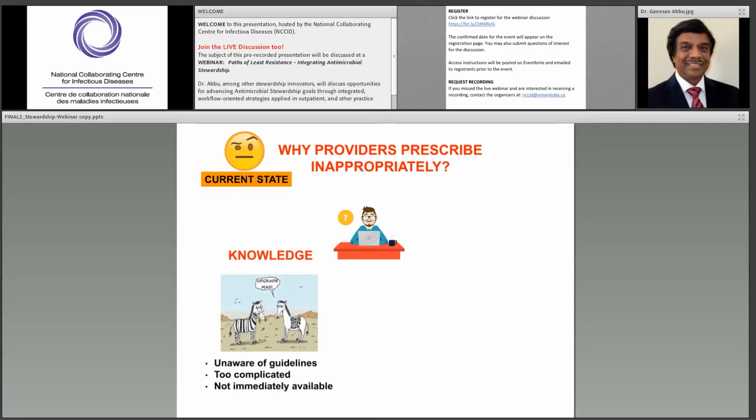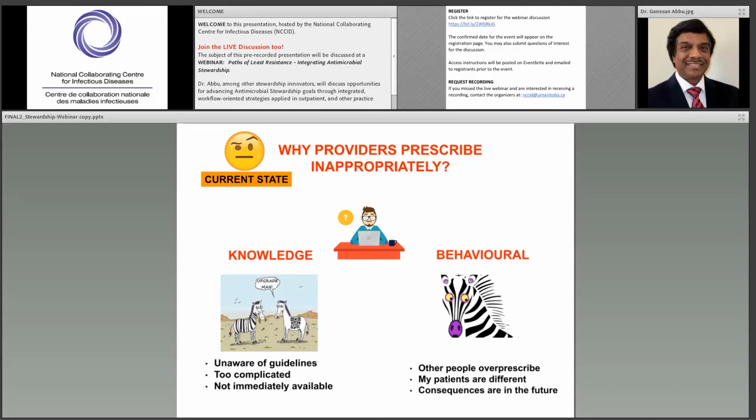And there are basically two reasons. One is a reason that concerns a knowledge gap. So prescribers may be unaware of the guidelines that exist amongst a myriad of other competing guidelines in cardiology or respiratory disease or cancer care. Some may find the guidelines too complicated, or the guideline may not be readily accessible.